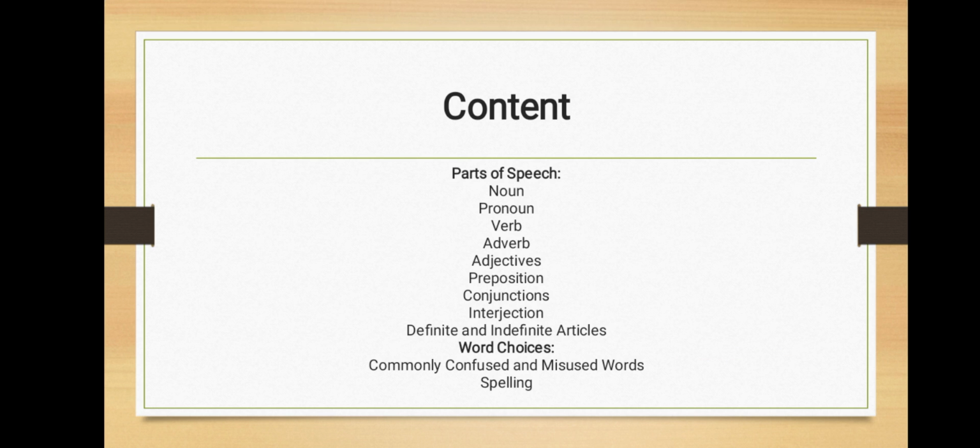The contents: first is parts of speech. As you all know, there are 8 parts of speech: noun, pronoun, adverb, adjective, preposition, conjunction, interjection, and definite and indefinite articles. And the second part is word choice, commonly confused and misused words, and spelling.